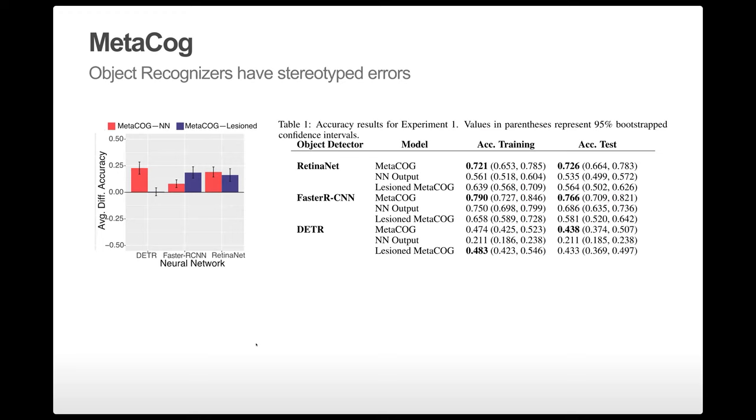So this is just a summary of the results for these three models. The base-level neural network by itself doesn't perform very well. You might ask why that is, given that neural networks are so good. The answer is we're really focusing on out-of-distribution images, cases where neural networks do pretty poorly in general. By augmenting it with MetaCog, we can improve the performance by incorporating this domain knowledge about object permanence as a component in a larger probabilistic model.